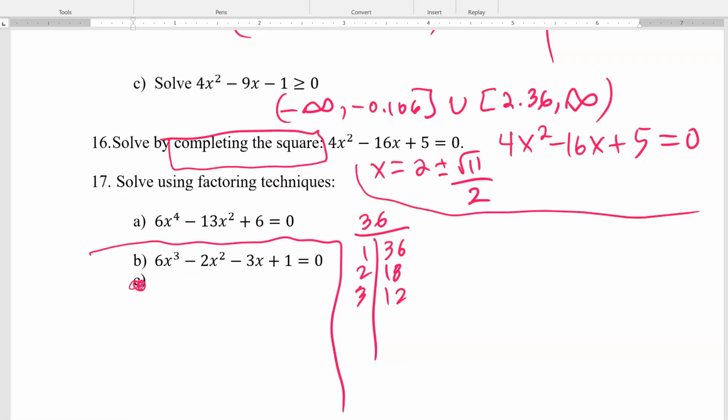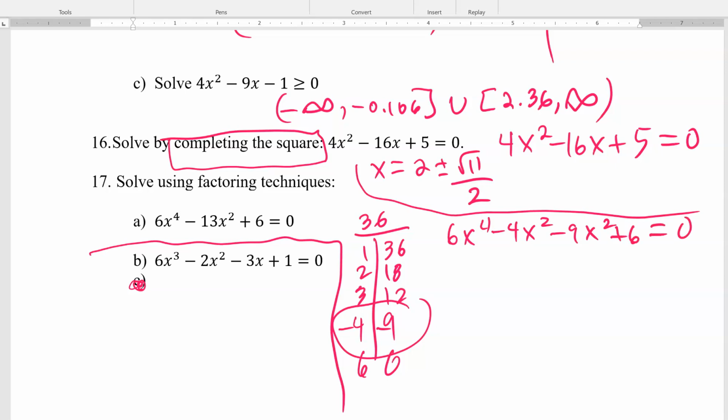3 and 12. No. 4 and 9. There we go. But there's our 13. To make a negative 13, they need to both be negative. So we have 6x to the 4th minus 4x squared minus 9x squared plus 6. First two have one in common, leaving us with 3x squared minus 2. Second two have a negative 3 in common, leaving us with 3x squared minus 2.